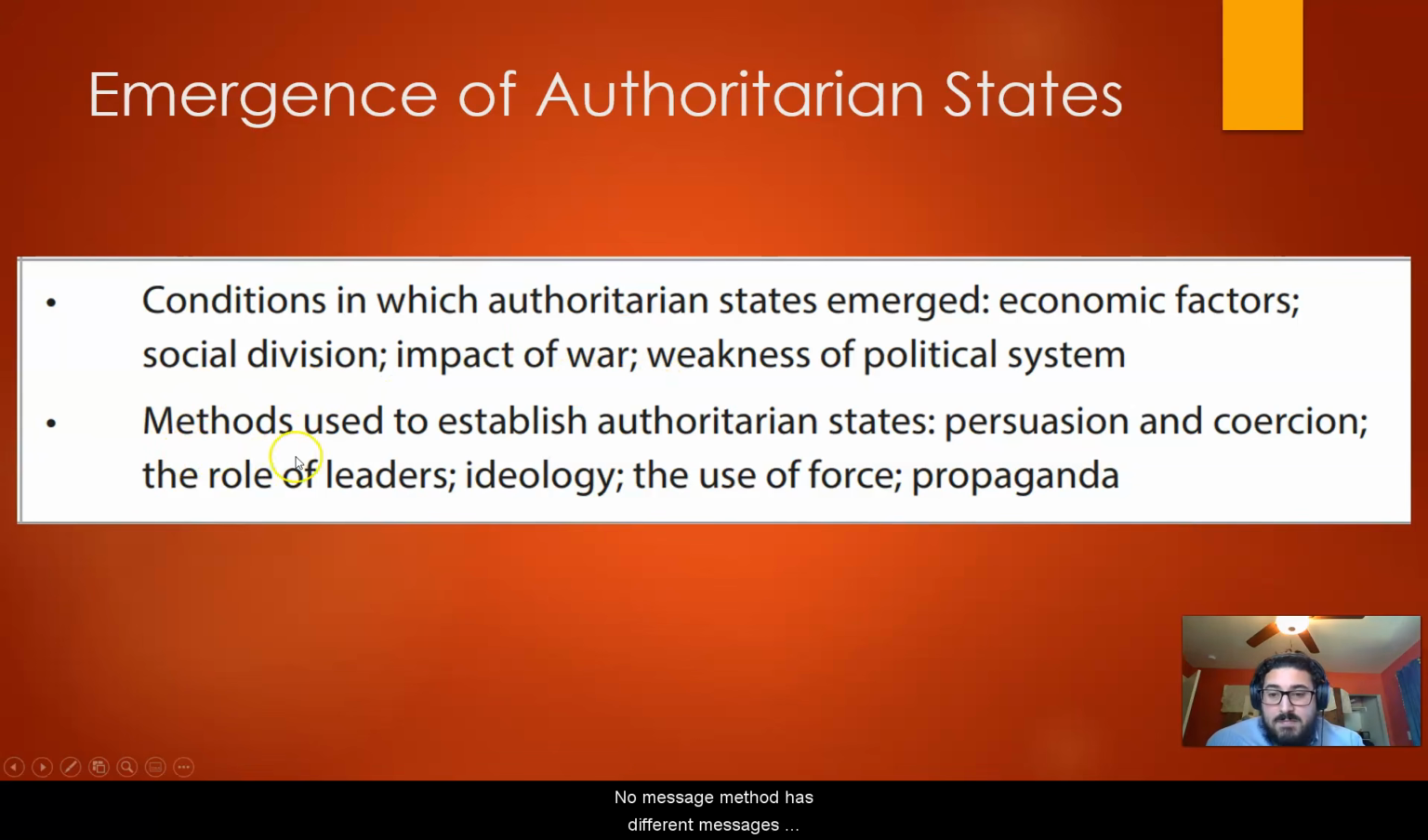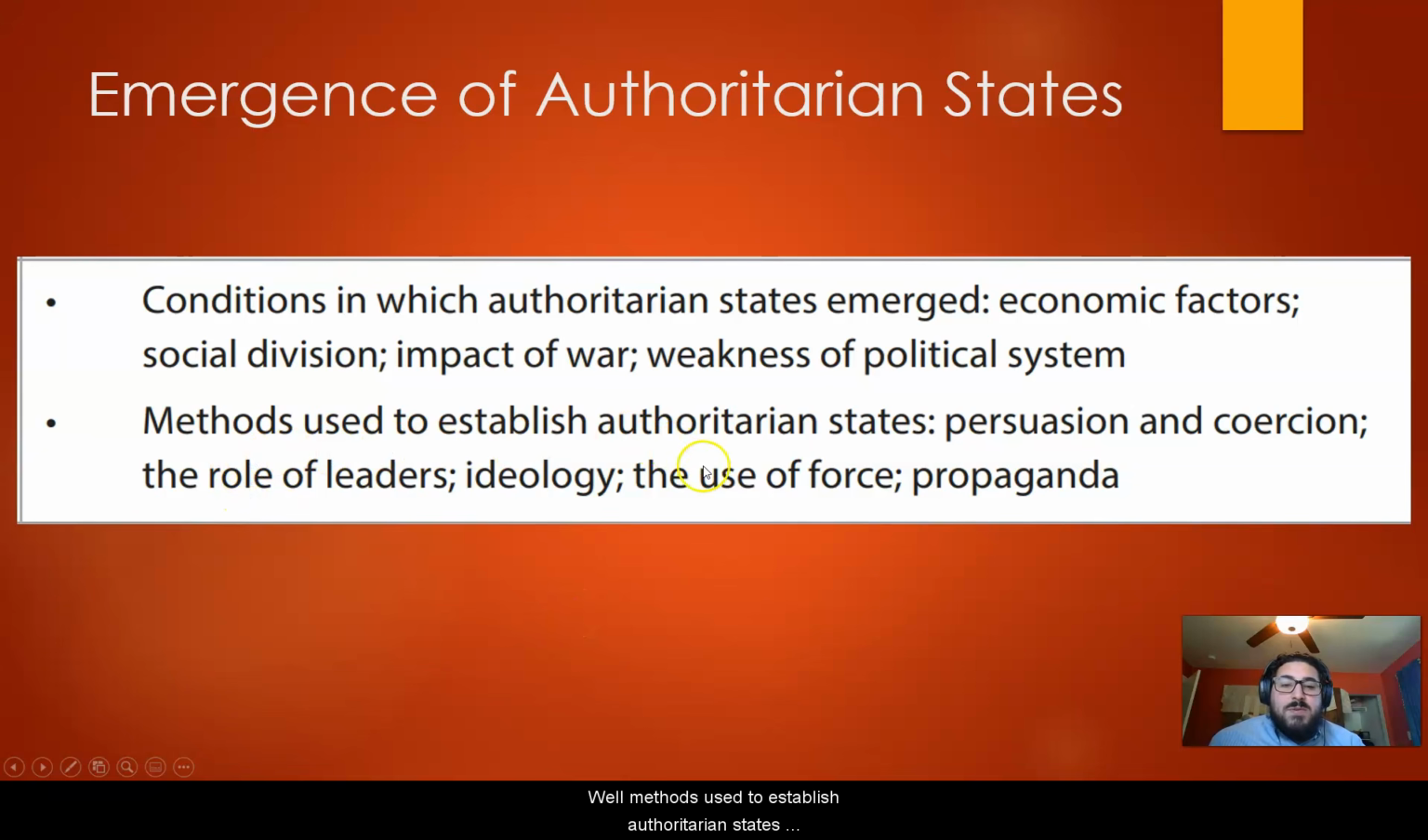Now, methods is different. Methods is exclusively focusing on what the Nazis did. What did they do to achieve and get themselves in power? That's why it's methods used to establish, to bring in authoritarian power. For this one, it's a little bit longer. We have 5 different subcategories that we need to discuss: persuasion and coercion, role of leadership, ideology, use of force, and propaganda. So what do each of these mean?